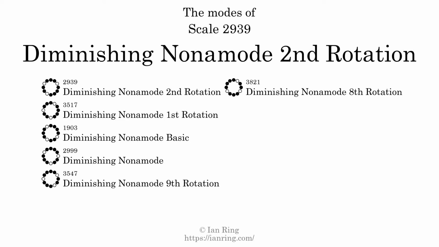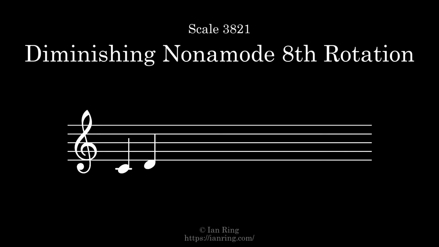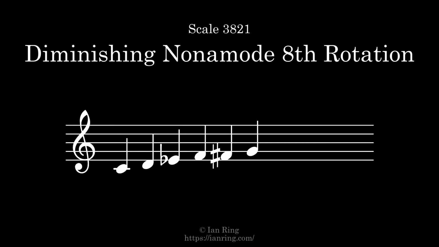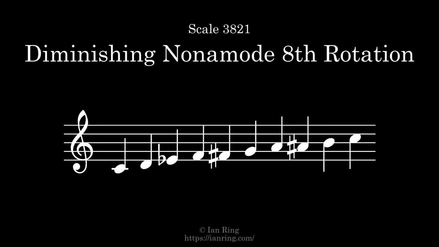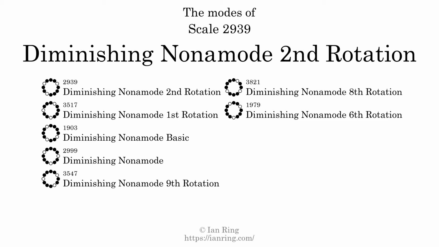The sixth mode is scale 3821, also known as diminishing nonamode 8th rotation. It sounds like this. The seventh mode is scale 1979, also known as diminishing nonamode 6th rotation. It sounds like this.